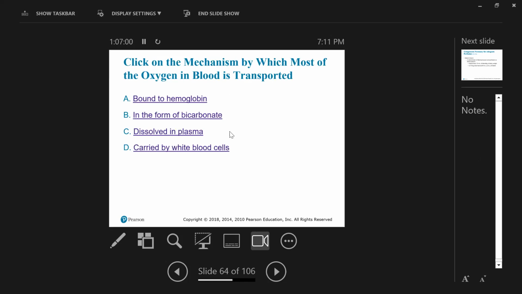Click on the mechanism by which most of the oxygen in blood is transported: bound to hemoglobin. It's letter A. It's like what, 97%?